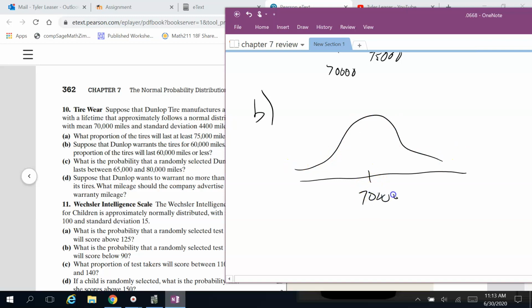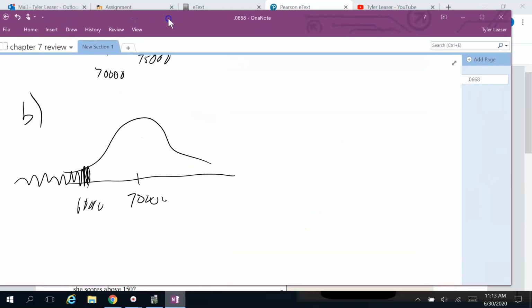70,000 is in the middle. 60,000 is going to be out here to the left, and we want to be 60,000 or less. So we're going to the left. Again, that's asking for the area.